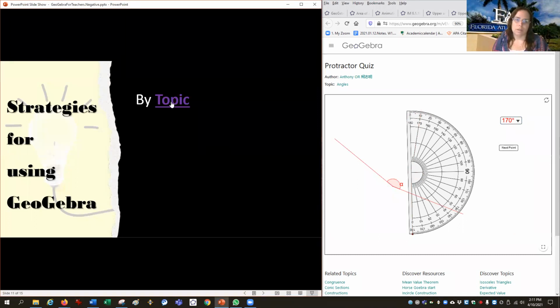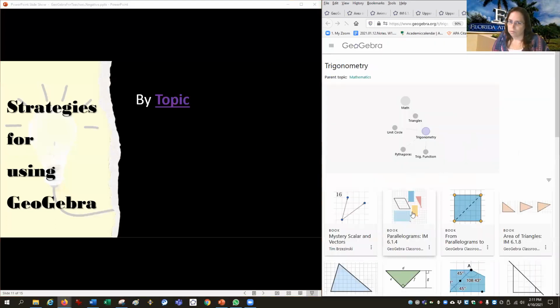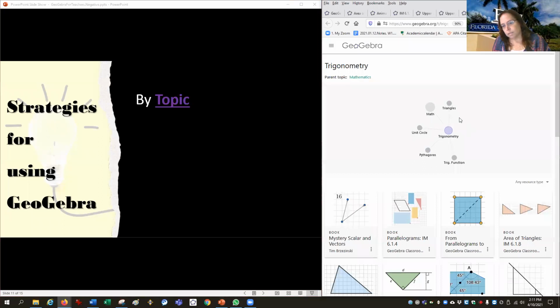We can look by topic. Up here, we have this kind of web of things happening. The topic I chose was trig, and the topics available for trig would be unit circle, Pythagoras, trig functions, triangles.